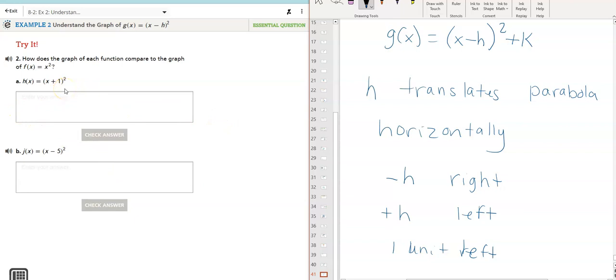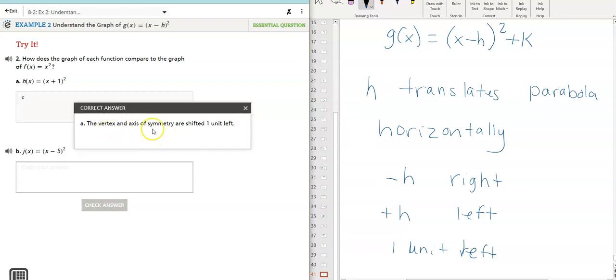That means that my line of symmetry is moving 1 unit left and my vertex is moving 1 unit left. Oops. And so let's check our answer here. The vertex and axis of symmetry are shifted 1 unit left. So go ahead and try B on your own.